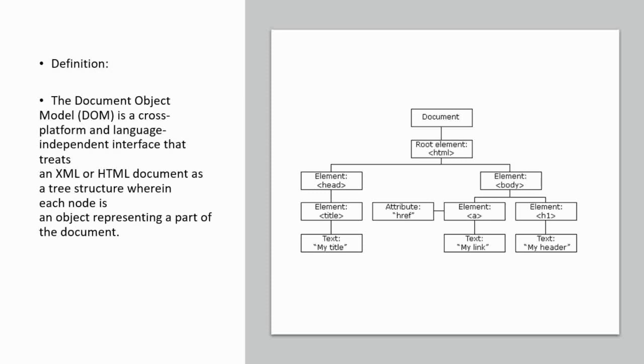So it says that an XML or HTML document is a tree structure wherein each node is an object representing part of the document. In XML, when we apply the DOM API, everything is treated as a node. So here, if you see on the right hand side, elements, attributes, and the text inside the elements, everything is a node.